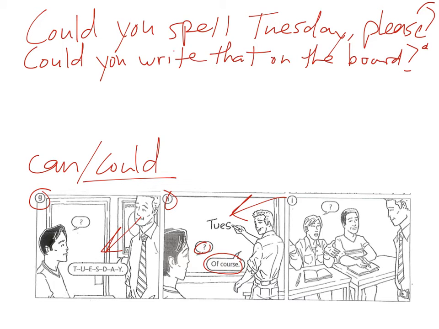Good, you got it. Okay, let's try it backwards. Board, please. The board, please. On the board, please. That on the board, please. Write that on the board, please. Could you write that on the board, please? Yeah, and you can see it goes, could you write that on the board, please? You got it. All right, and last one.